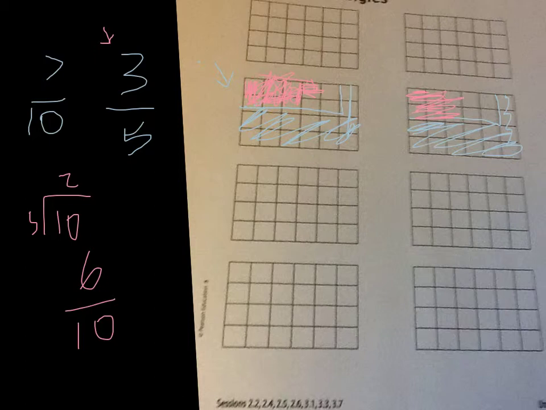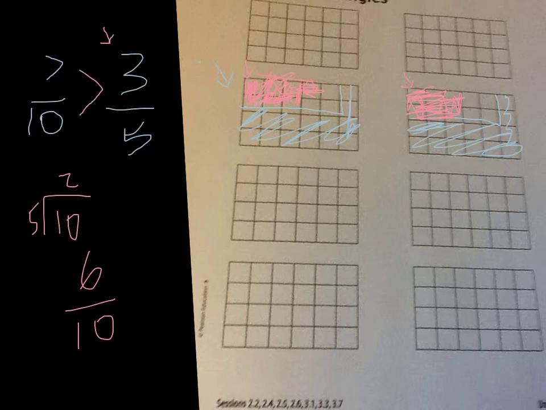So now we compare. You see, this right here has 7 squares, and this has 6. So we know that 7 tenths is greater than 3 fifths.